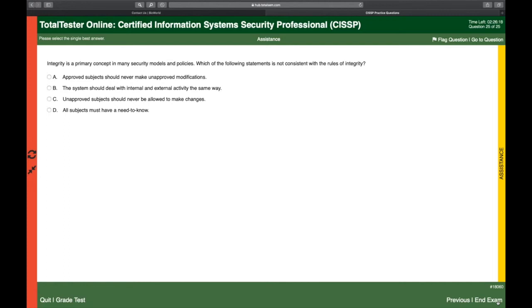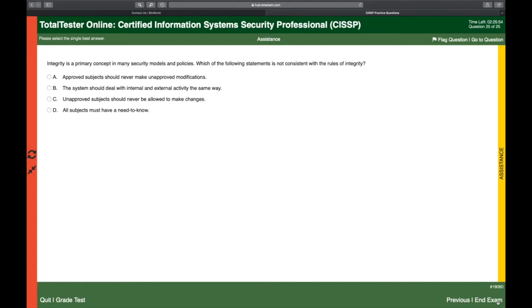Bravo is dealing with consistency, and unapproved subjects should never be allowed to make changes. I think that's with authorization or authentication. And then the last one is dealing with, I forgot which level that is, but yeah, that's why I chose Alpha, because of the definition of integrity.